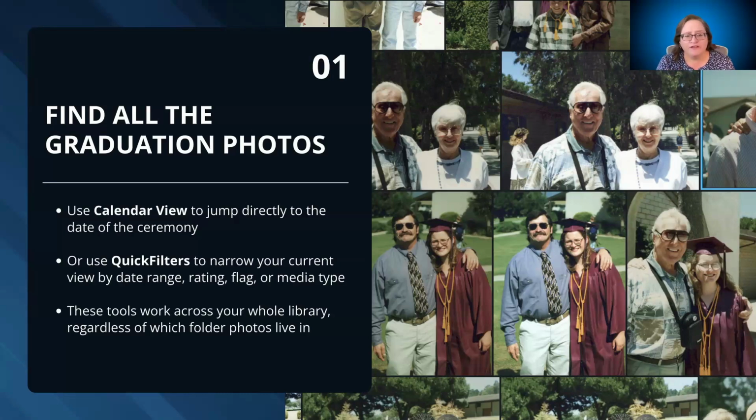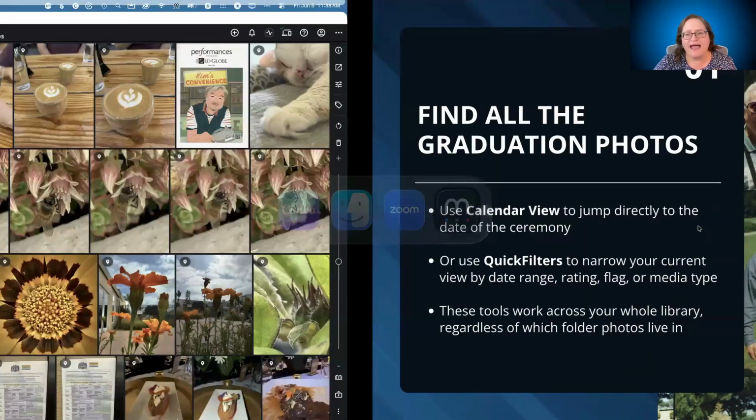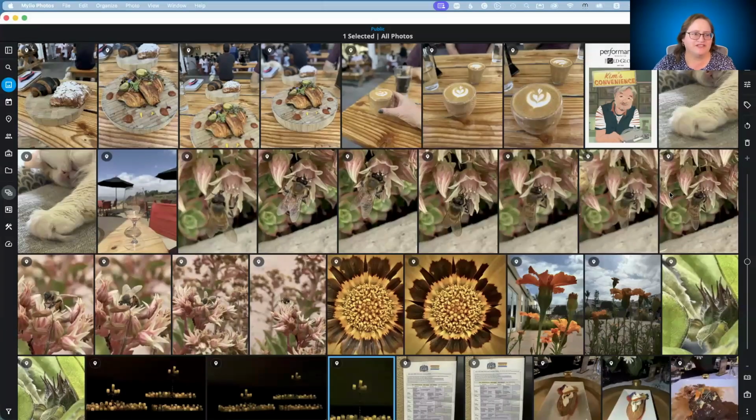You can also use quick filters. You can do a dynamic search for just graduation if you've labeled them. But quick filters let you flag things or filter down by specific date there too. So if you have things that have come from a lot of different places, that can also be a good way to do it. So let's go ahead and jump over to Mylio and locate some graduation pictures.